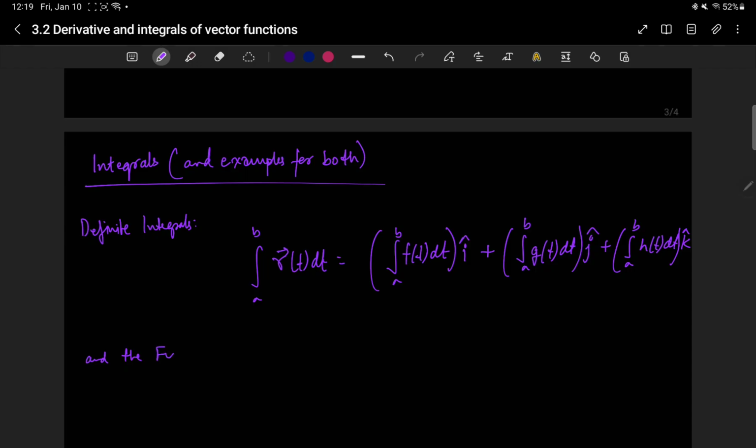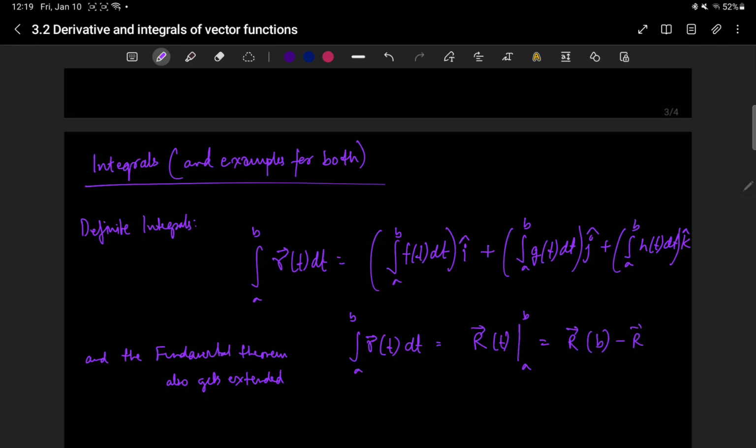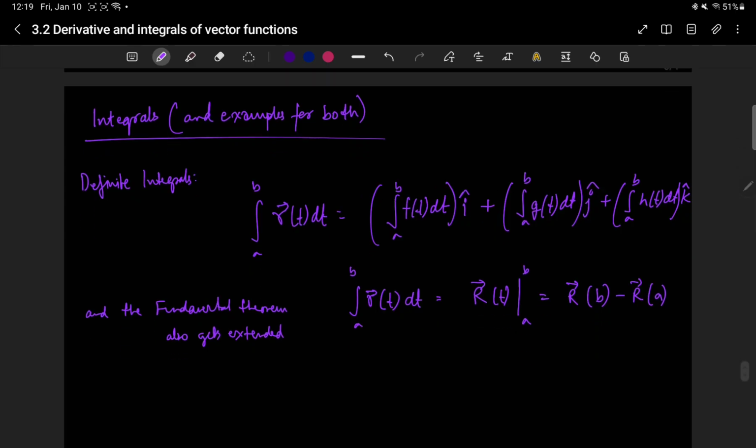And the fundamental theorem also gets extended so that once you have the antiderivative given by capital R, similar to capital F that we used in regular two-dimensional calculus, it's this evaluated at the two endpoints, b and a.